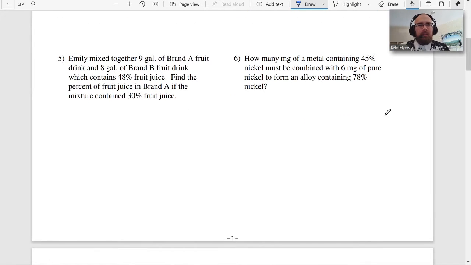Okay, now this one's going to be a little bit different. So I'll go not as quickly maybe, but also not as slow as number 2, probably somewhere in the middle. The question is first, right? How many milligrams of a metal containing 45% nickel must be combined with 6 milligrams of pure nickel to form an alloy containing 78% nickel?